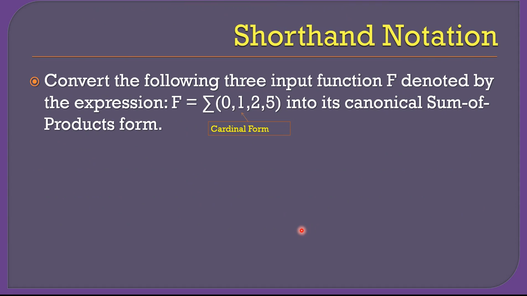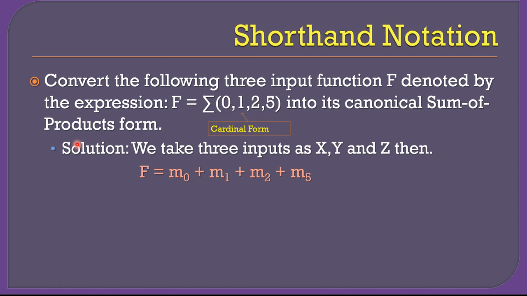Same way you are going to do it for an example. Here you can see a question given: convert the following 3 input function f, denoted by f equal to summation of 0, 1, 2, 5, into its canonical sum of products form. So the cardinal form is given here, and you are going to convert it into canonical form. In exams they may give you the canonical form and ask you to convert it to cardinal form. We just saw that: you just write the min term numbers as cardinal form. Now you will see how to go the other way.